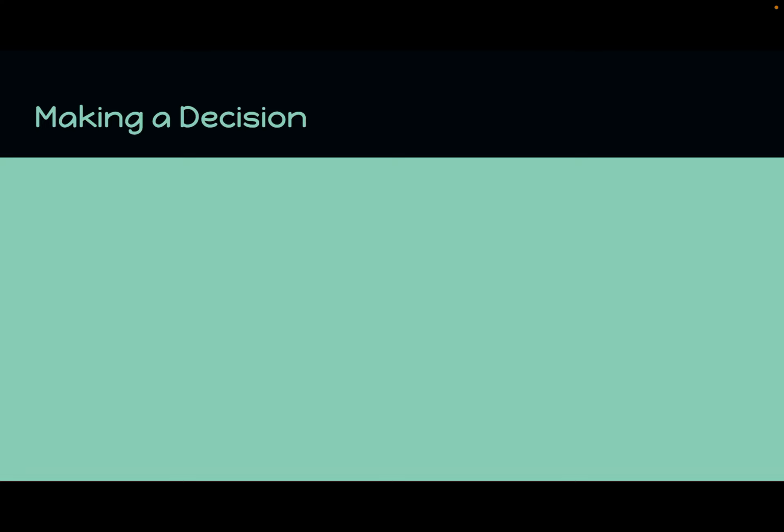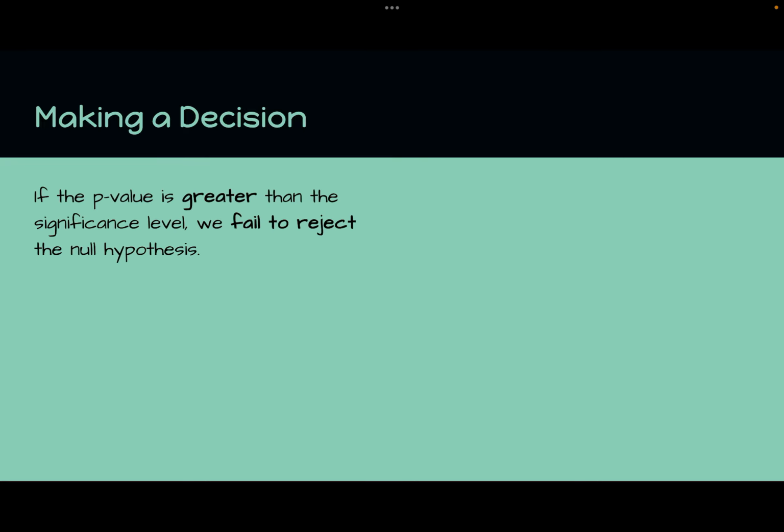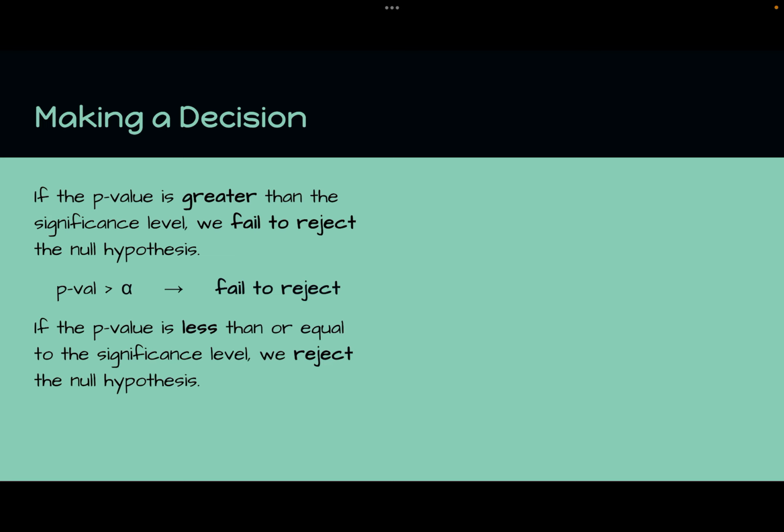We're going to look more carefully at those as we go into individual tests, but really quick, how we make decisions in that last sentence. If the p-value is greater than the significance level, we fail to reject the null. So p-val is greater than alpha, fail to reject. If it's less than or equal to, we reject.